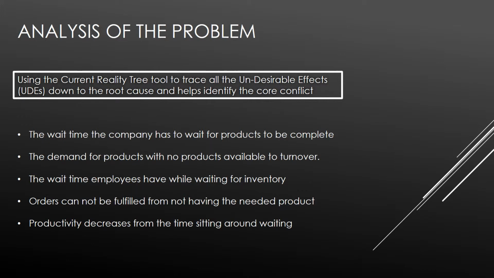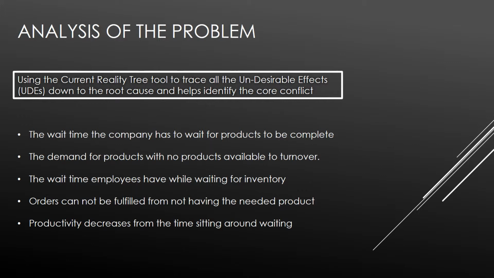After performing this tool, the current reality tree tool can be performed to identify the core conflict by tracing all the undesirable effects down to the root cause. Within the organization, they consisted of demand for products with no products available to turn over, the wait time employees have while waiting for the inventory, orders cannot be fulfilled from not having the needed product, and lastly, productivity decreases from the time sitting around waiting. After performing this, the core problem is noticed.